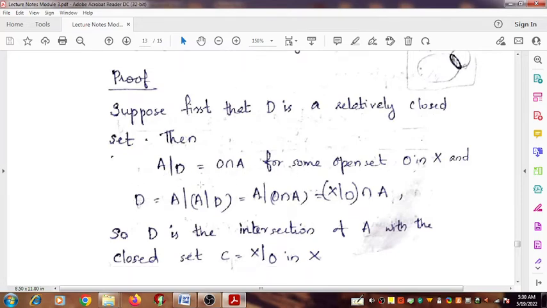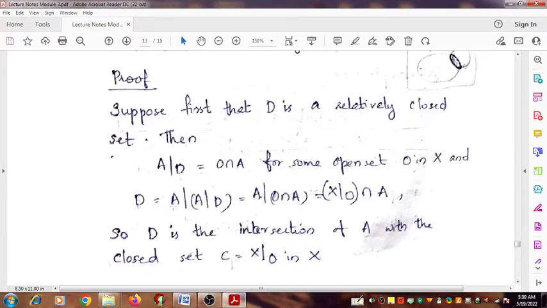And then we can write D equal to A minus (A minus D). It's very clear. This is because we are applying the subtraction two times.